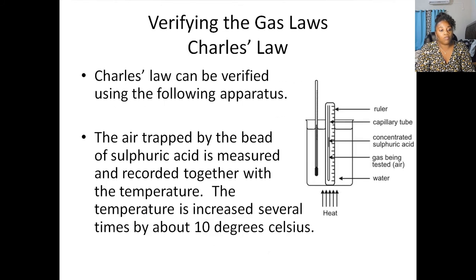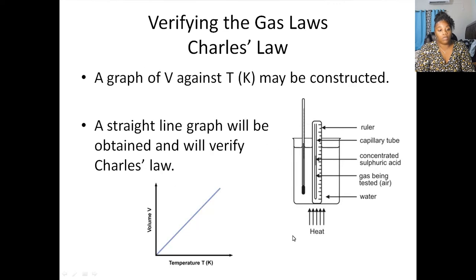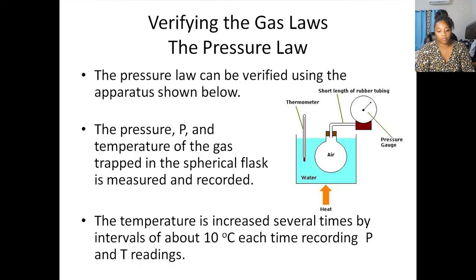Charles' law can be verified using the following apparatus. The air is trapped by the bead of sulfuric acid and its volume is measured and recorded together with the temperature. The temperature is increased several times by about 10 degrees Celsius, and you'll be able to produce a graph of volume against temperature in kelvins. You should receive a straight line graph.